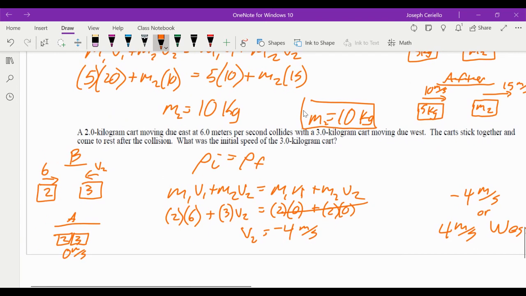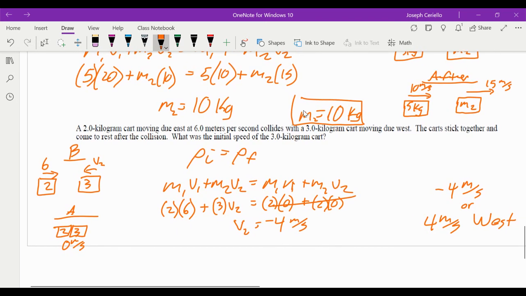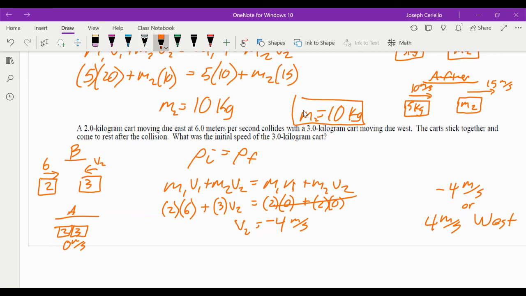And last but not least, we have two carts going towards each other. One is 2 kilograms going 6 meters per second to the east, and the other one is 3 kilograms going an unknown speed due west. After they collide, this is important, they stop, they come to rest. So their final velocities are 0.